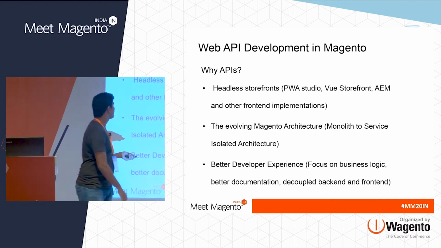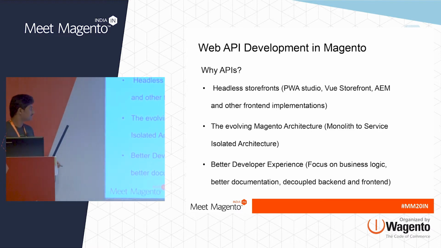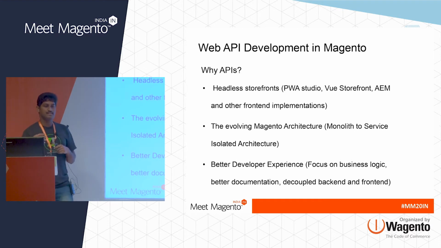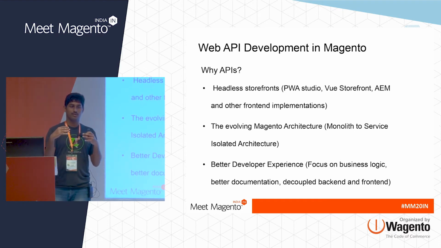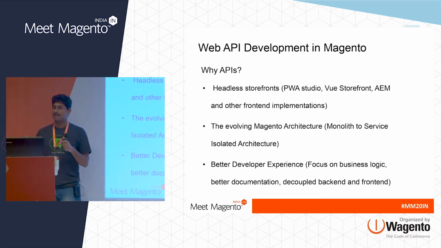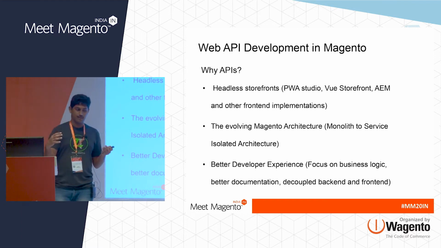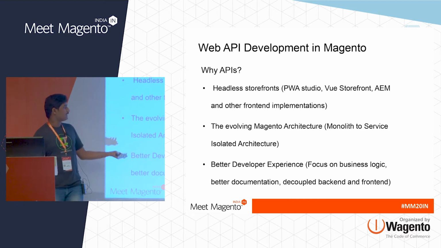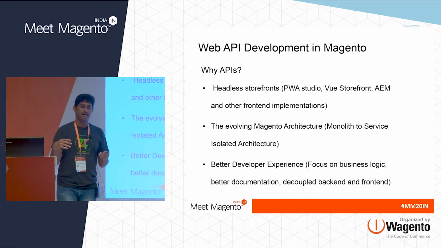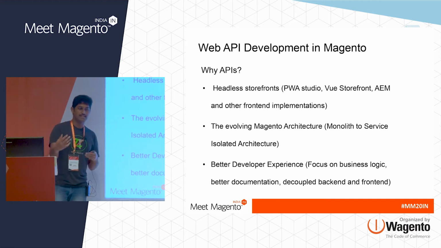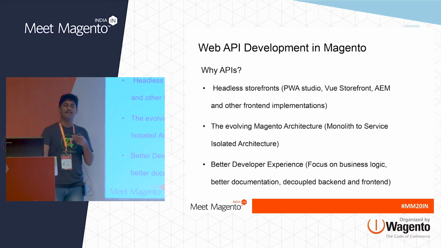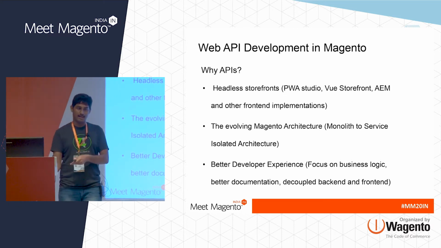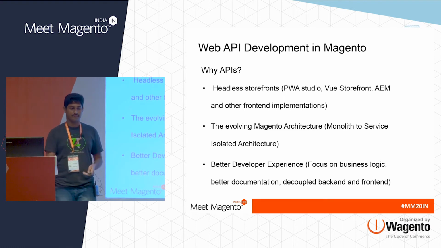First, we have to know why we need APIs. We are going towards a headless storefront. We want to come out of a legacy storefront like Luma to a completely headless PWA Studio or Vue Storefront or AEM-based SIF kind of frameworks. To achieve that we need APIs. We need to get data from our Magento backend and feed it to these storefronts.